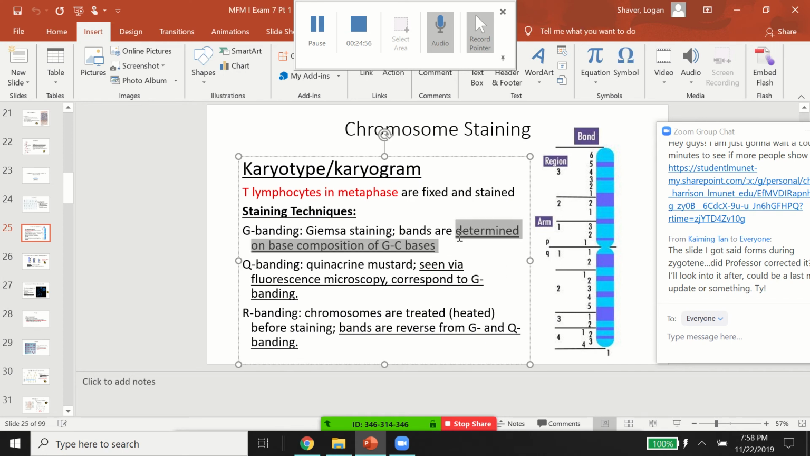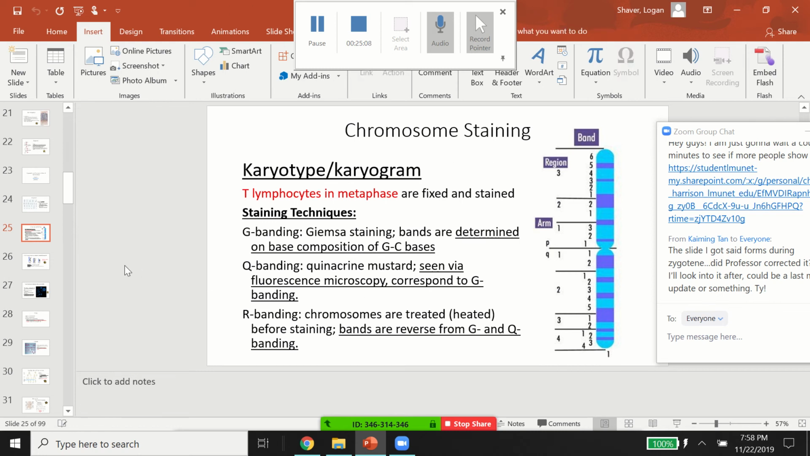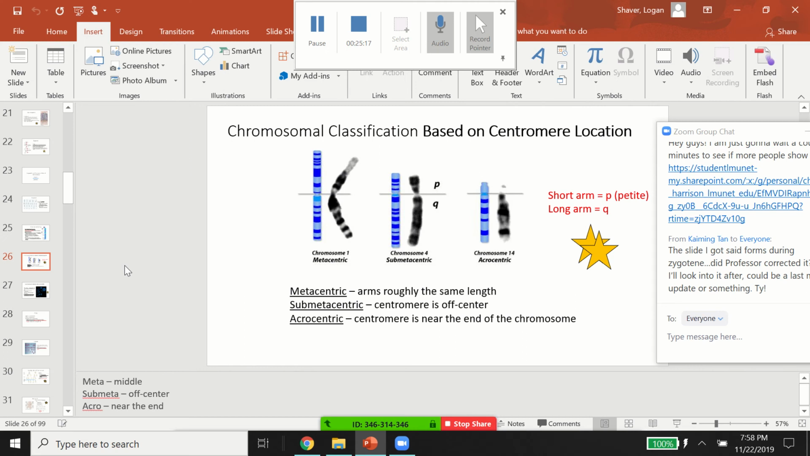Anyway, they had G banding, Q banding, and R banding. It tells you what the reasons behind them are and how you can see them. Once again, I don't really think it was high yield. There may have been one question on the different banding, but honestly, I don't really remember, so I didn't put a star there for you.